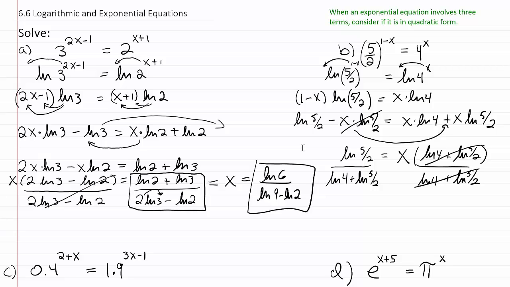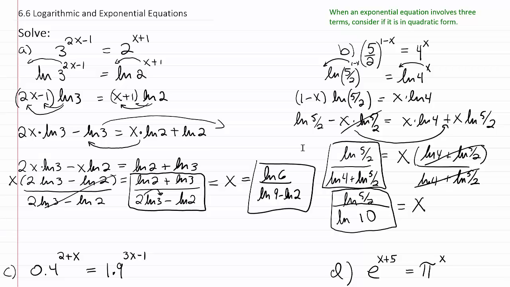So on the right, that cancels out, leaving you with just the answer that x is equal to ln of 5 halves over ln of 4 plus ln of 5 halves. And again, if you wanted to simplify this a little bit, you can rewrite that as ln of 5 halves divided by the 4, and the 5 halves can multiply to make it ln of 10. And again, it's ln of 10 because 4 times 5 halves is 20 halves, or 10.